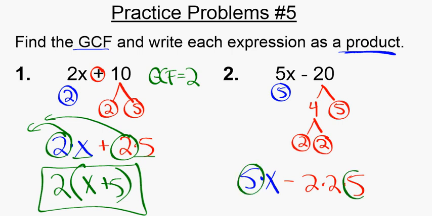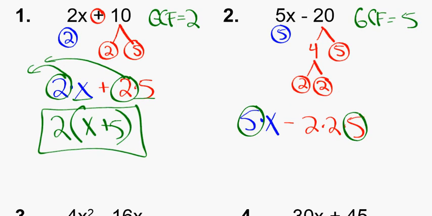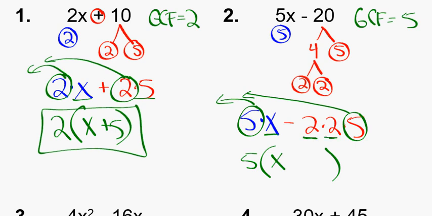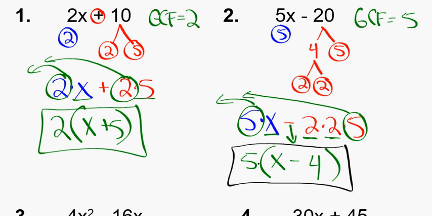Well, they each have a 5. So first, let's say, hey, our GCF is 5, and then we need to factor that out. So take out the 5 and fill in what's remaining. The first term has an x, while the second term has a 2 times 2, which is 4, and it is negative. So there is your product, 5 times x minus 4.